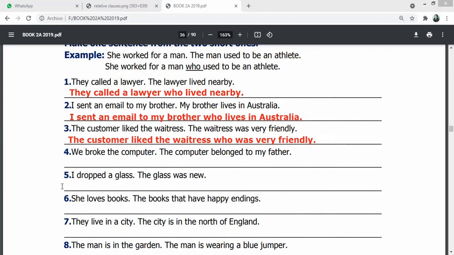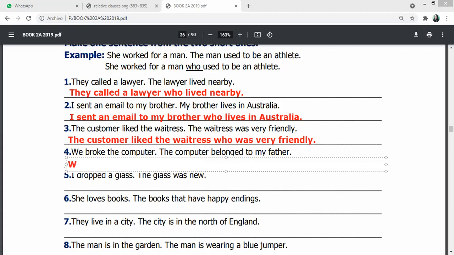We broke the computer. The computer belonged to my father. Guys, what is the meaning of belong? Pertenecer. Very good. So we broke the computer and the computer belonged to my father. If you don't know how to use the relative clauses, this is going to be complicated for you. We broke the computer. The computer belonged to my father.